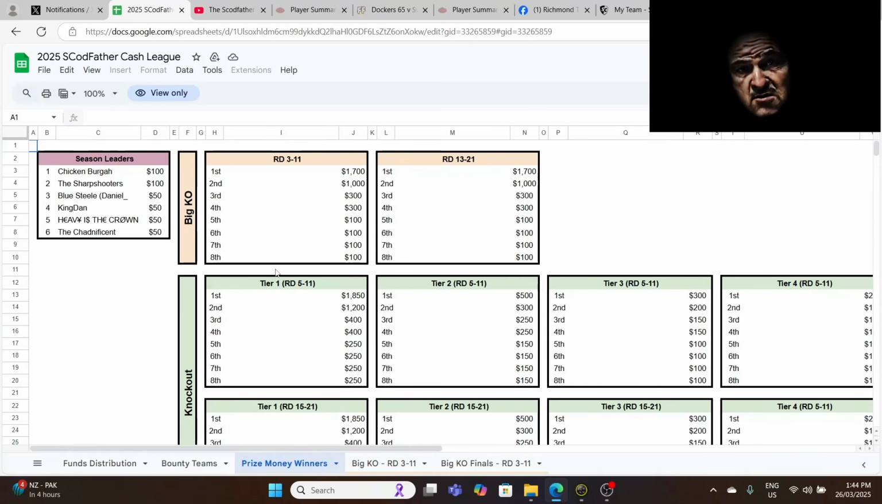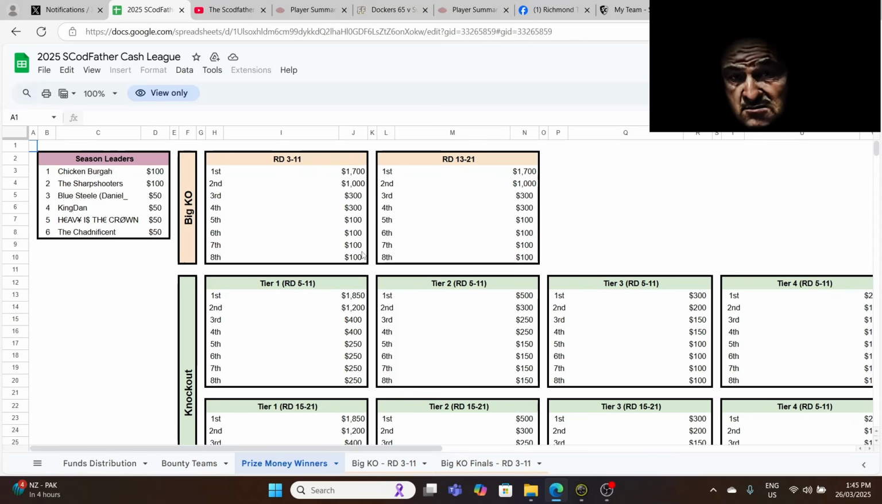Now, prize money winners. So far, we have a leaderboard. We're going to have the whole leaderboard on who's collecting all the cash, who's taking home all the money. So Chicken Burger and the Sharpshooters have collected $100 each so far. Blue Steel, King Dan, Heavy is the Crown, and the Chadnificent have all collected $50 each so far. So far we've allocated $400, it's left the building. All these players have collected the money.